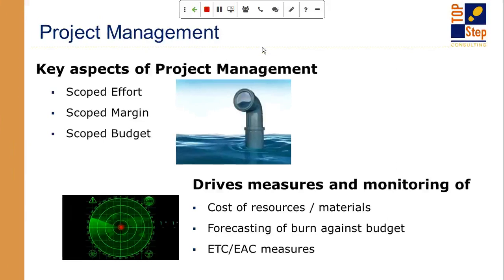Talking about today is project management in general. And there's the key aspects of project management. It's a little bit of magic, a little bit of skill, and a lot of knowledge and information.